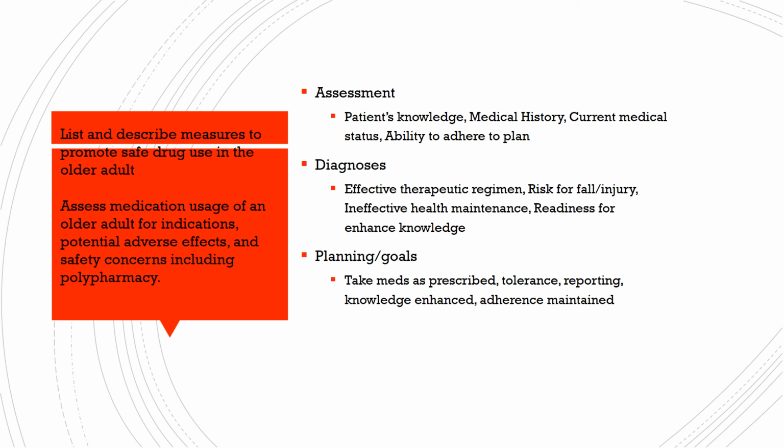Okay, so in your pharm book, you've been through the Pharm 1, and you covered a part on your geriatric patient there. So go back and look at page 79, and it goes through the nursing process. We got to think about that nursing process with our medications, and our objectives list measures to promote safe drug use in older adults and assess medication usage in older adults for indications, potential adverse effects, and safety concerns.